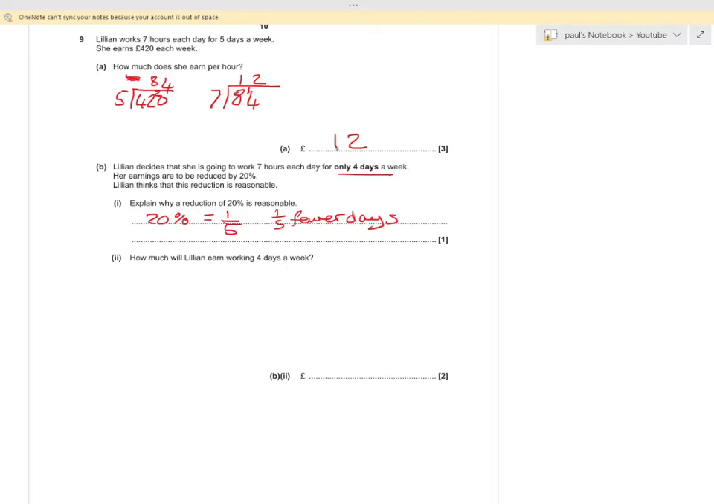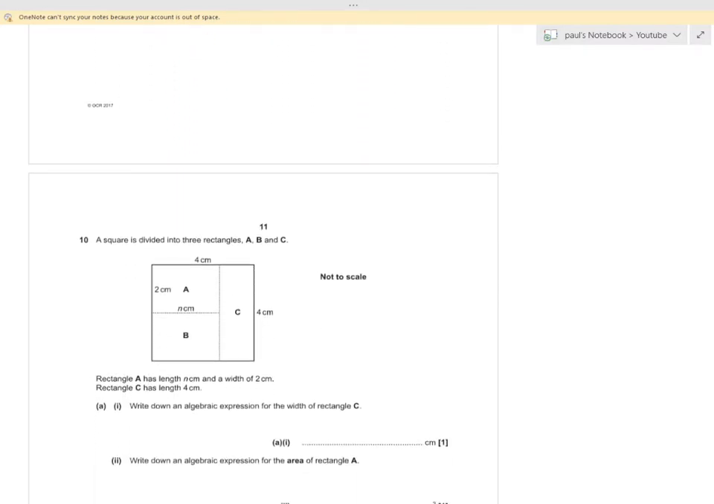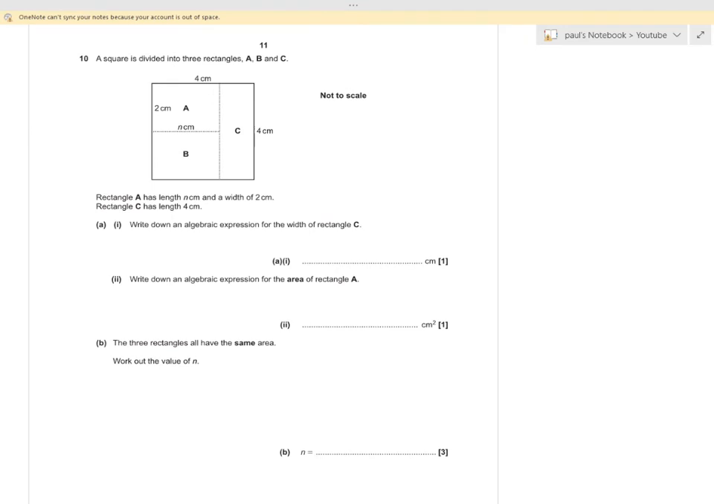So she earns £12 an hour, so she earns £84 a day. So now we need to do 84 times 4. I think that's a quicker way to do it. 4 4s are 16, 4 8s are 32, 336. I put it in there. 336.